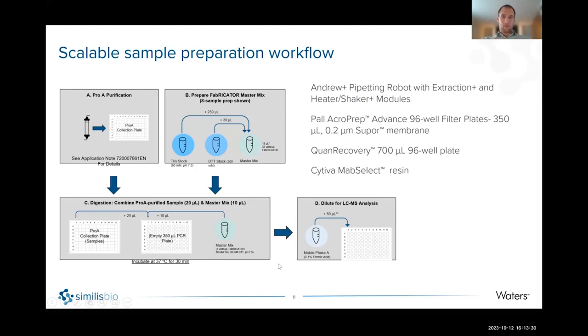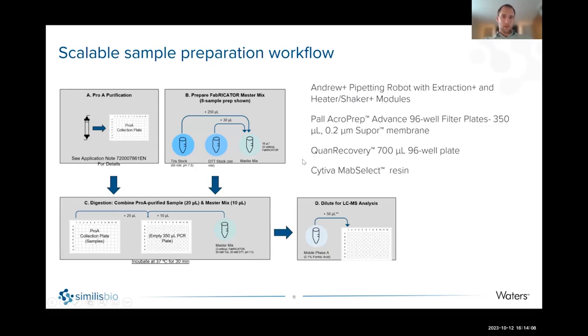I wasn't very familiar with the Andrew Plus robot before this study, but researching it and learning about its capabilities is pretty exciting. It uses standard Sartorius pipettes, but you can easily automate the workflow so that the analyst interaction is minimal from beginning to end. The protein A purification used the Cytiva MabSelect resin on collection plates. There was a shaker step that could be automated. This was run multiple times, so I don't think it was automated every single run, but again, that could be automated. And then the Fabricator master mix preparation.